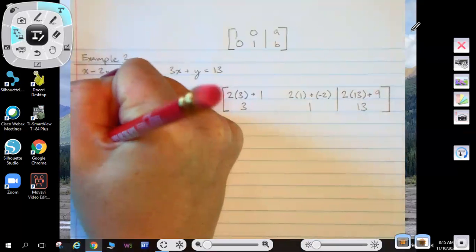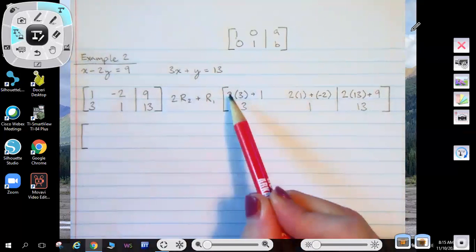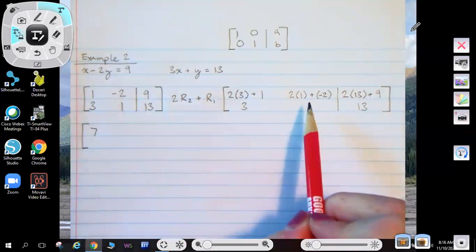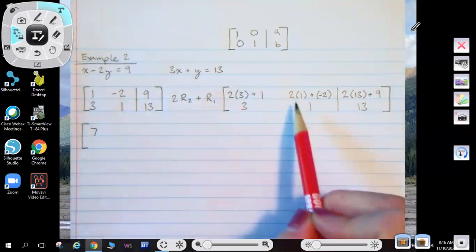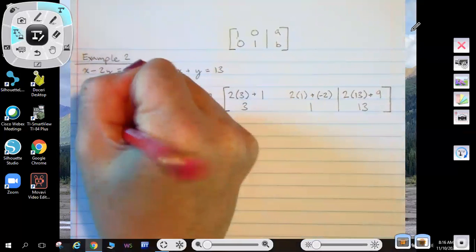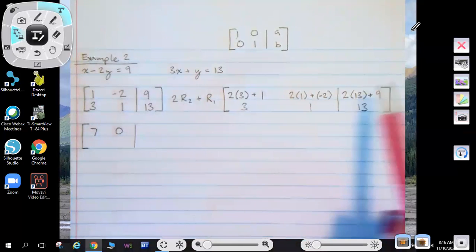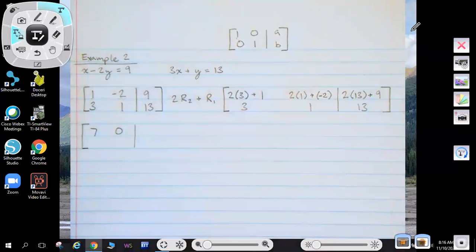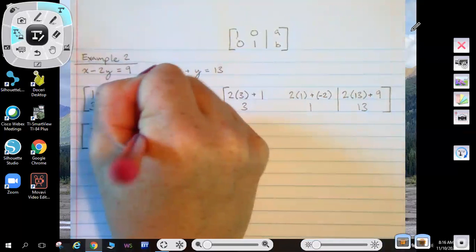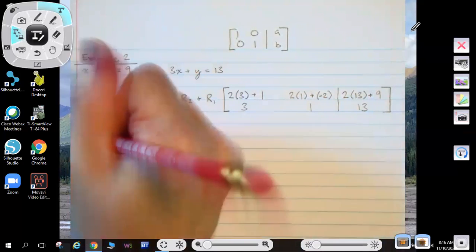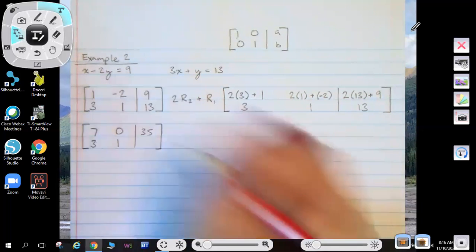Okay, so the next step is just to do that math from those formulas that we just wrote. 2 times 3 is 6, plus 1 is 7. 2 times 1 is 2, plus -2 is 0, which is what we wanted to happen. That's why we did that work. And 2 times 13 is 26, plus 9 is 35. And the second row didn't change, 3, 1, 13.